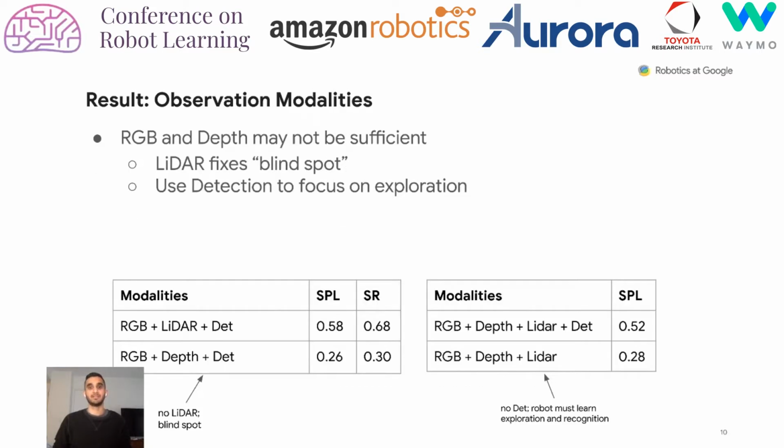We also find that choosing observation modalities is important in learning this joint exploration and control problem. For the robot control portion, we find that adding a LiDAR scan at the base of the robot fixes the blind spot that is present when using RGB and depth images alone, helping the robot avoid collisions in crowded environments. In addition, we use a detection image to focus on the exploration part of the problem. However, we still report results on different combinations of modalities.